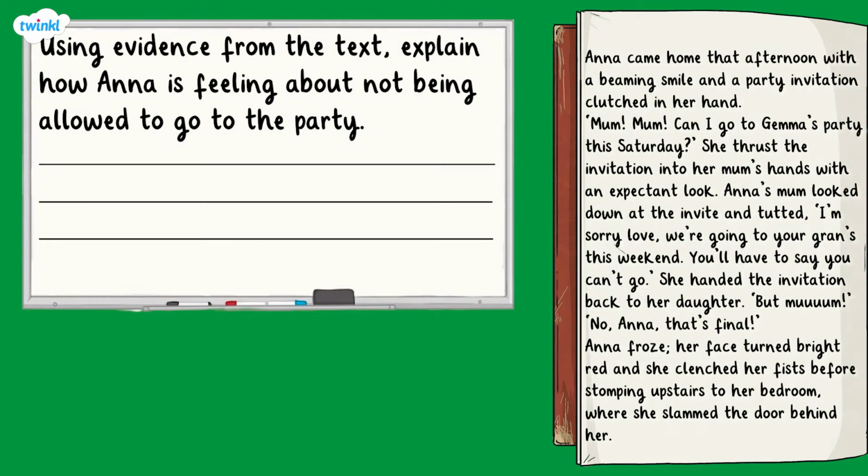Imagine we have been asked a question about this text. Using evidence from the text, explain how Anna is feeling about not being allowed to go to the party.